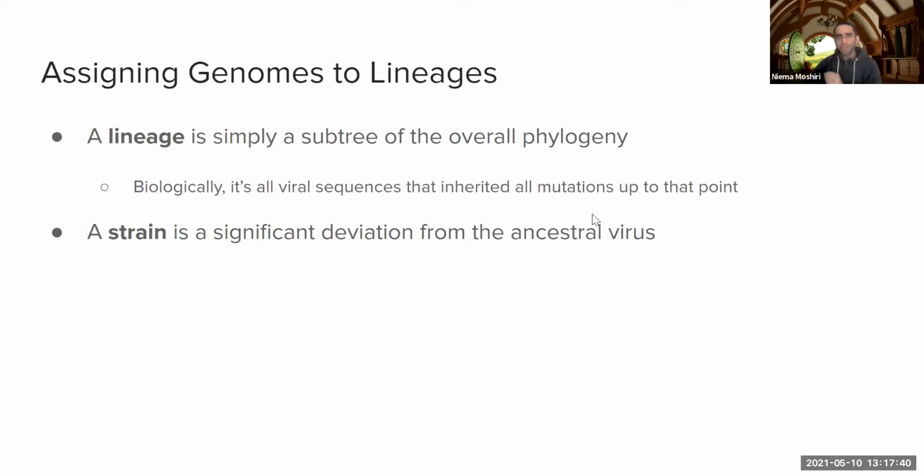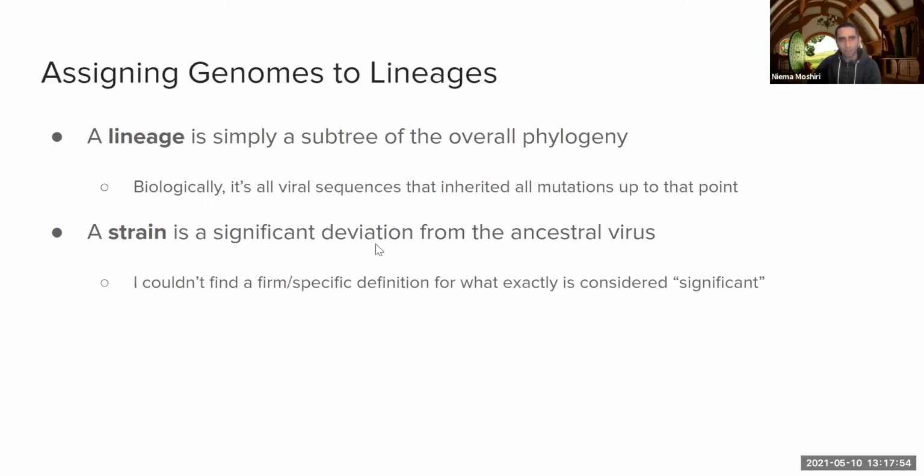A strain is similar to a lineage, but it's specifically a significant deviation from the ancestral virus. It's differentiated far enough that it's no longer considered a lineage of the same virus. And you'll notice I'm being very hand-wavy with how I'm describing it. It's because my background is actually not in public health. I'm a computer scientist. But I tried looking up what exactly is the definition of significant deviation, like when exactly do we start calling something that used to be a lineage a strain? And I couldn't find a firm or specific definition for what was considered significant.